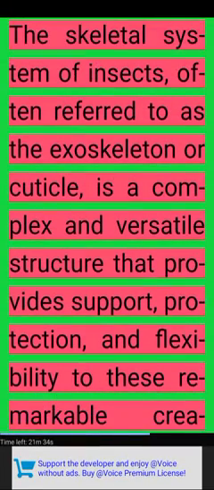The skeletal system of insects, often referred to as the exoskeleton or cuticle, is a complex and versatile structure that provides support, protection, and flexibility to these remarkable creatures.